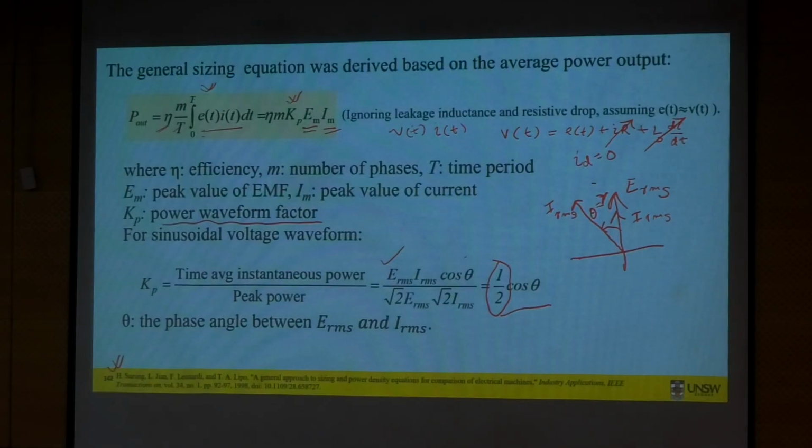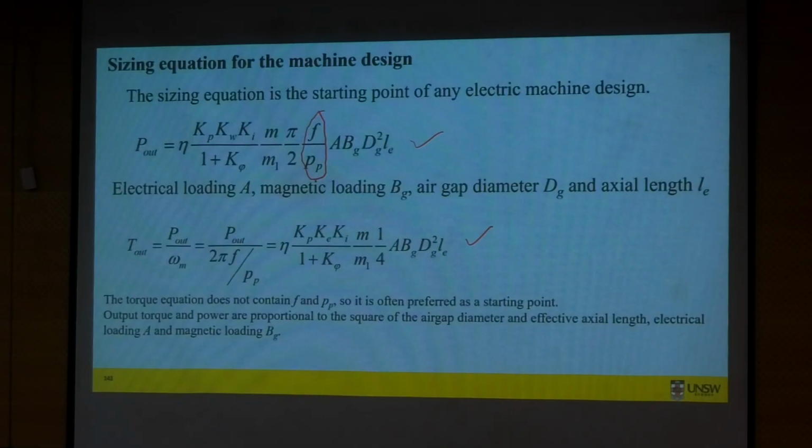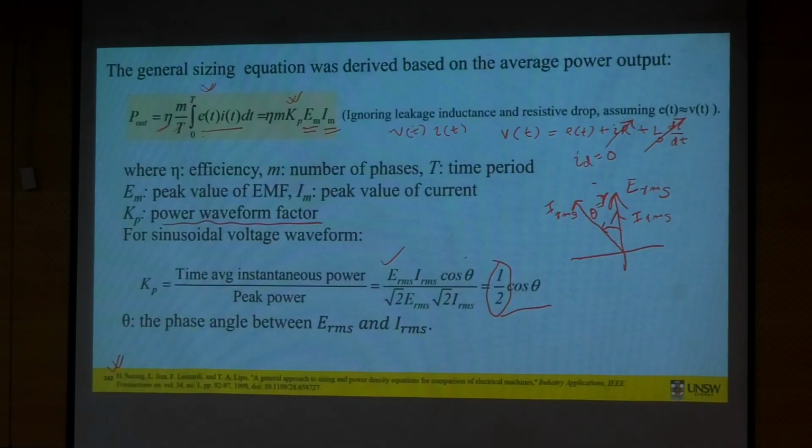So that's what we need to remember. But for PMSM, it is simply half cos theta, okay? Or for an induction machine also, it is half cos theta, okay? So for any three-phase sinusoidal machine, it will be half cos theta. So Kp we know now from our equation here. This factor is known now, okay? This factor is known now. Next, let's go to the other factors.